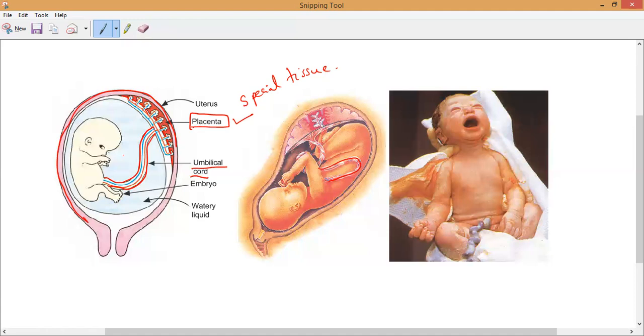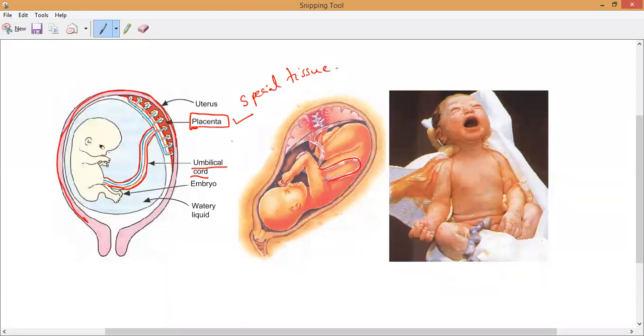Now, if you notice very carefully, what is the first part? Once the embryo is implanted in the walls of the uterus, then immediately what will develop? A special disc-like tissue will develop between the uterus walls and the embryo. What do we call it? Placenta. Now, the placenta and the fetus are connected inside the mother's body by a tube-like structure, which we call the umbilical cord.